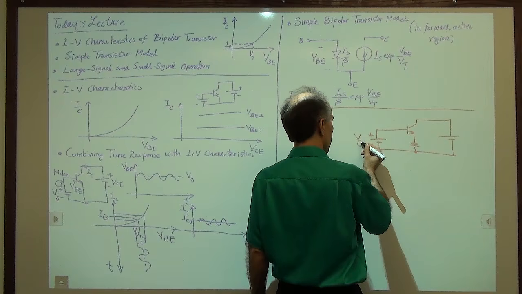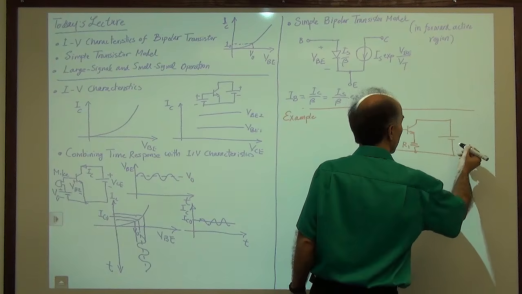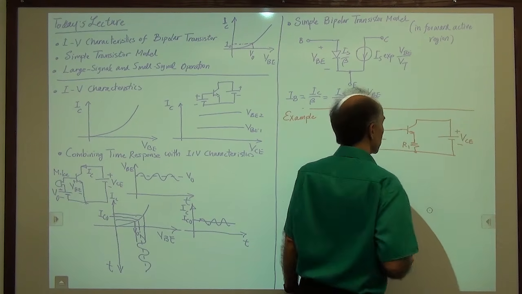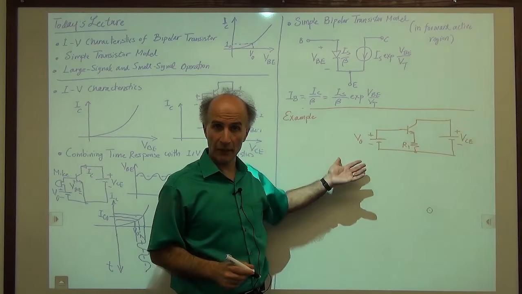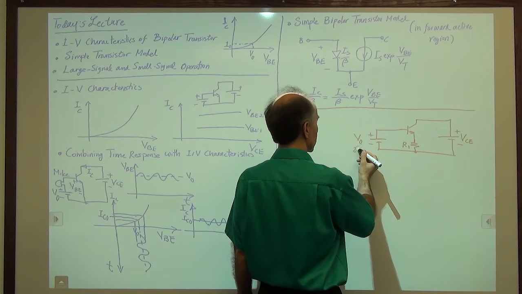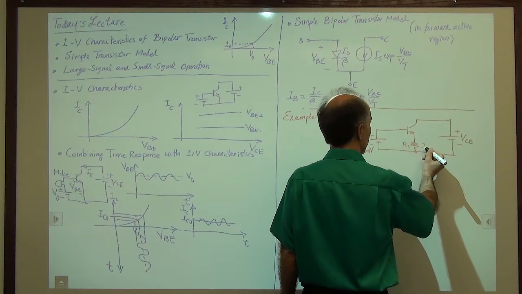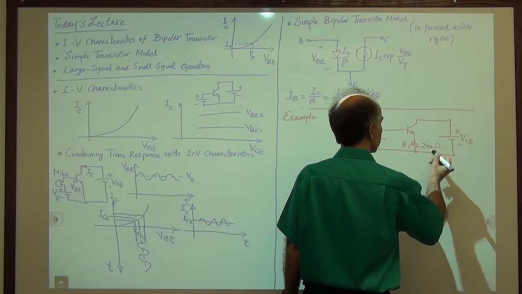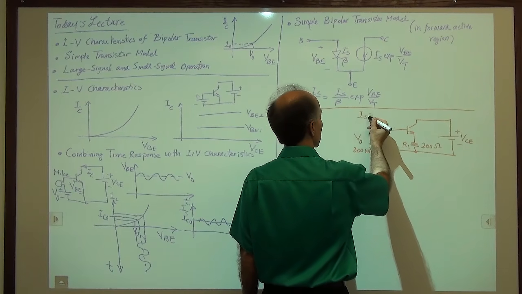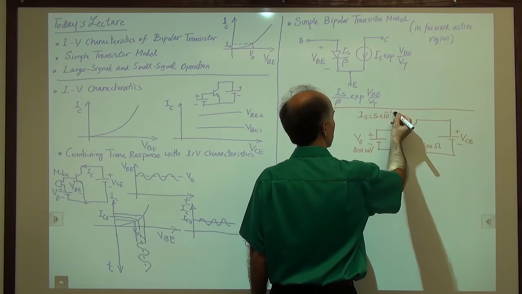So we will call this V0. We'll call this R1. And this is VCE. And I will give you the values that I have chosen. So V0, I'm assuming it's 800 millivolts, just as an example. R1, I'm assuming is 200 ohms, again, just as an example. And IS of the transistor is 5 times 10 to the minus 16 amperes.